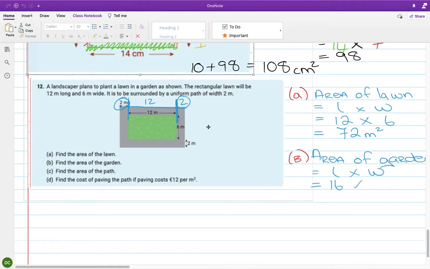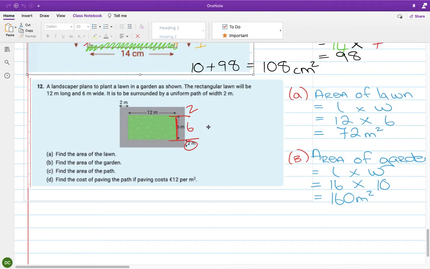And then for the width, you have the same thing. So we'll just get rid of that. So for the width, you have this bit here, which is 6 meters. And then you've got 2 at the bottom and 2 at the top. So that's going to be 10. So that's 160 meters squared for the area of the garden. Okay. Part C says find the area of the path.